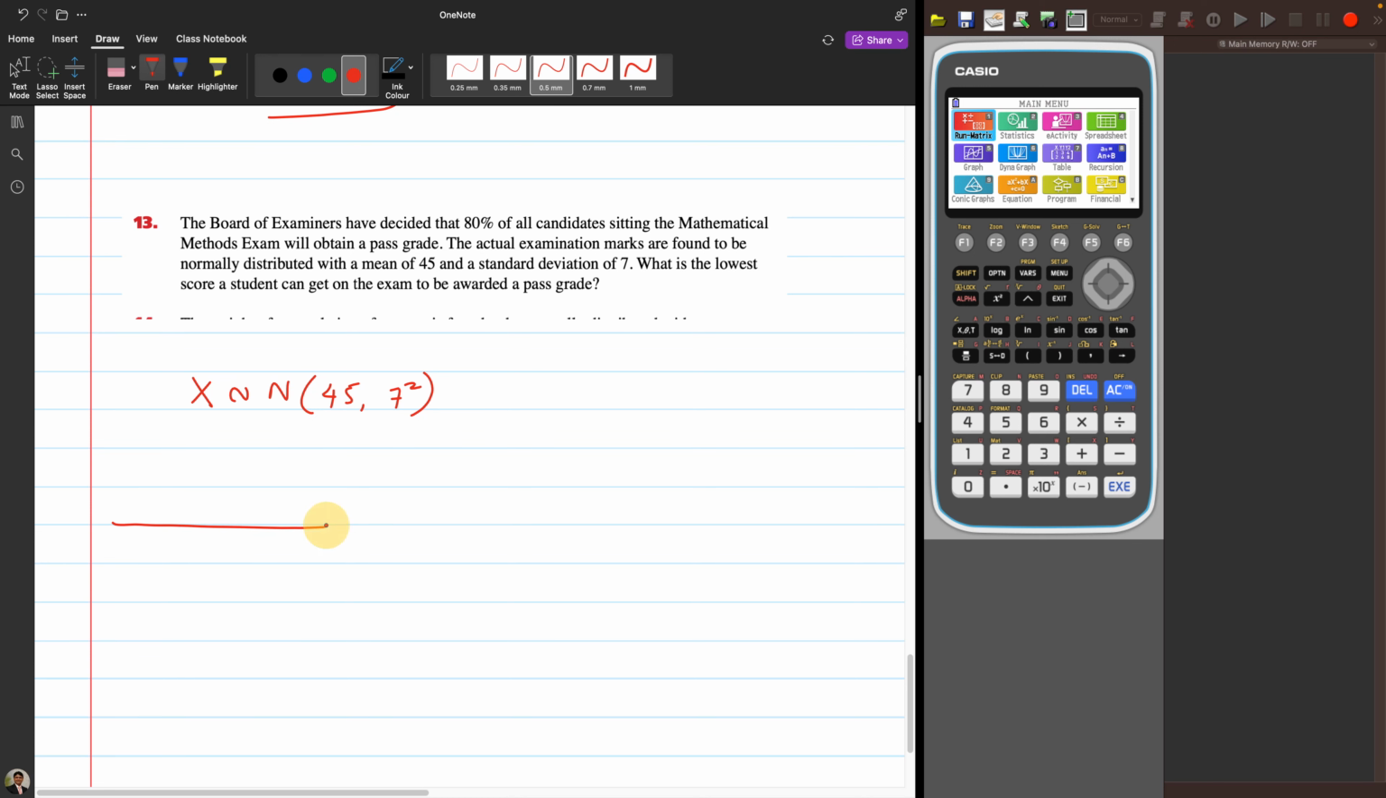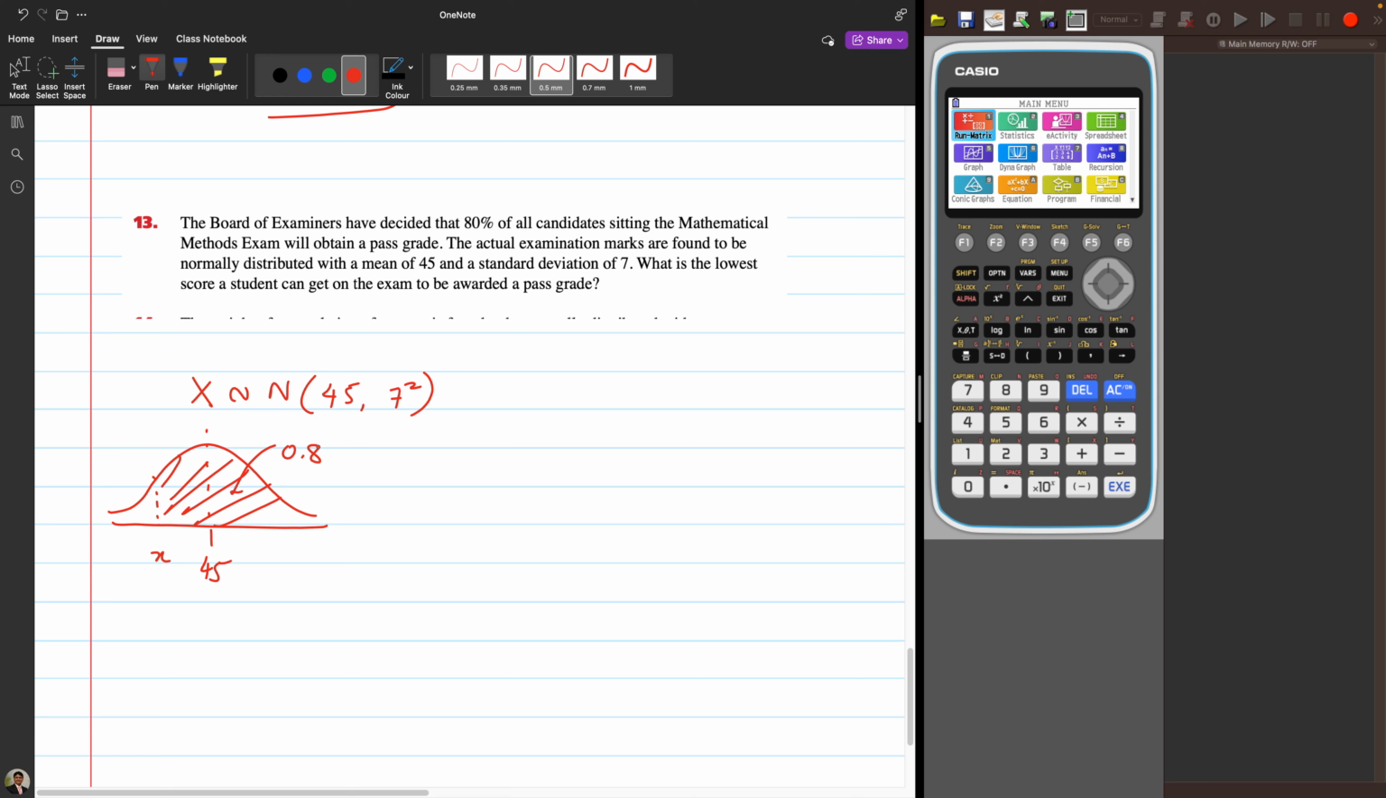Basically, if you are looking at your distribution, the mean is 45. What is the lowest score a candidate should get so that 80% of the students pass? We don't have space in school, so we want them to go.